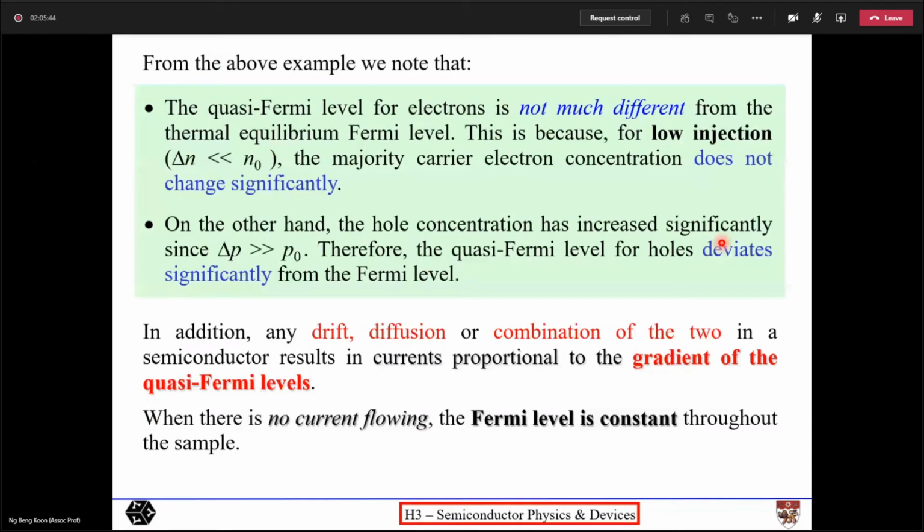So the consideration of this is useful, because if you look at the gradient of these quasi-Fermi levels, it is actually related to the drift-diffusion currents in the semiconductor. If there's a current flowing in a semiconductor, you find that the quasi-Fermi levels will take on some gradient. And of course, if there's no current flowing, then the Fermi level will stay constant in the semiconductor.